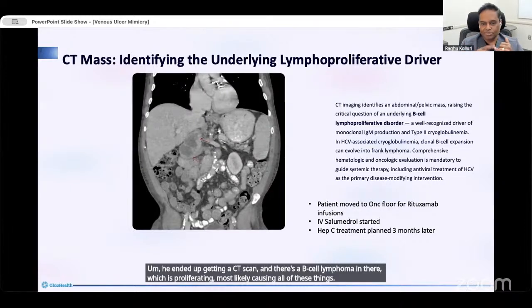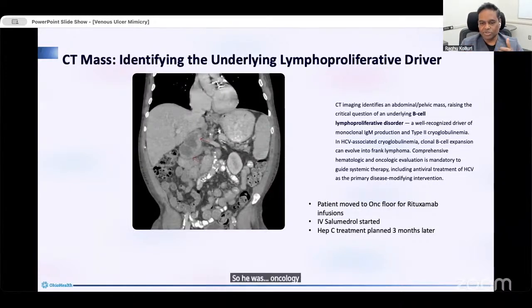So oncology was consulted immediately, ID was consulted, rituximab was started, IV solumedrol was started, and then Hep C treatment was planned later on in 3 months. So that just shows what might present like an ulcer turns out to be so many different things.